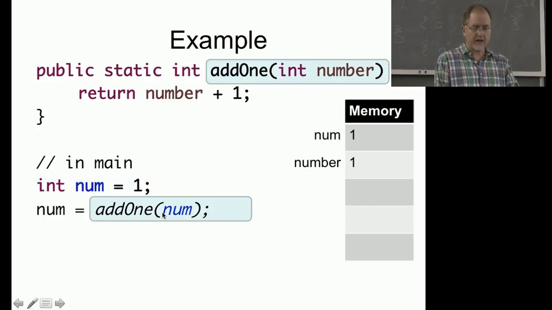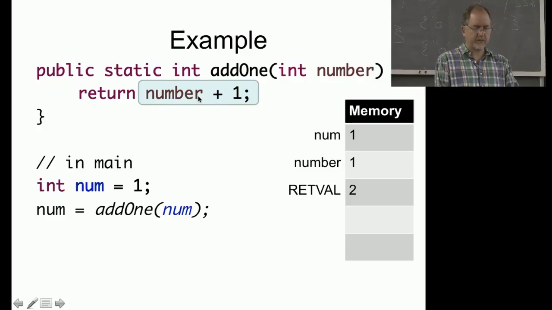Then when I call a method, that value in num1 gets sent to this primitive parameter number, and number is initialized with that value 1, so number appears on our stack. And we do some work. This expression evaluates to 2. When you have a return value, that actually gets stored on the stack kind of temporarily. So this is not necessarily a val, but it's a return value.